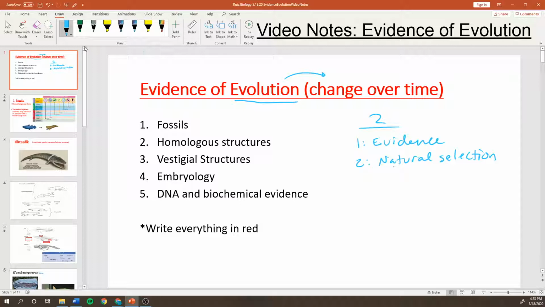Okay, just want to remind you everything that's typed out in red. Write that down. So write down this title. This is the title of our notes. And then the first thing that we're going to go over as far as pieces of evolution or evidences of evolution is fossils. So let's get started.